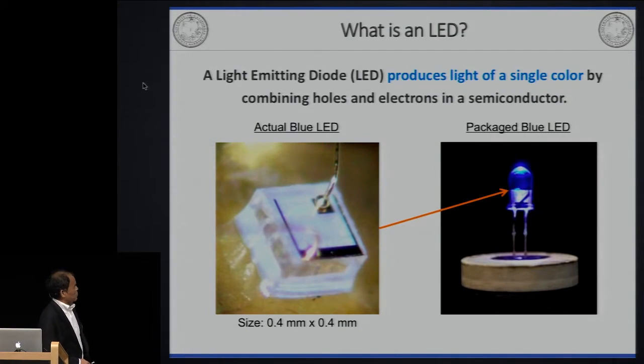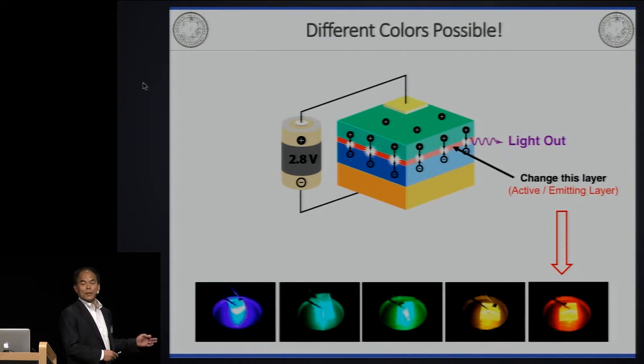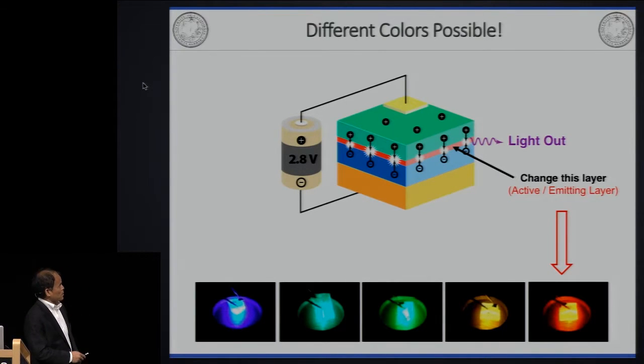So this is a real product of blue LED. For the substrate, we use sapphire. And on the sapphire substrate, there's an N-type layer, the emitting layer, and the P-type layer. In my opinion, the most important layer is the emitting layer because the emission color is determined by the materials. So by changing the material of the emitting layer, or active layer, we can change the color of the emission.